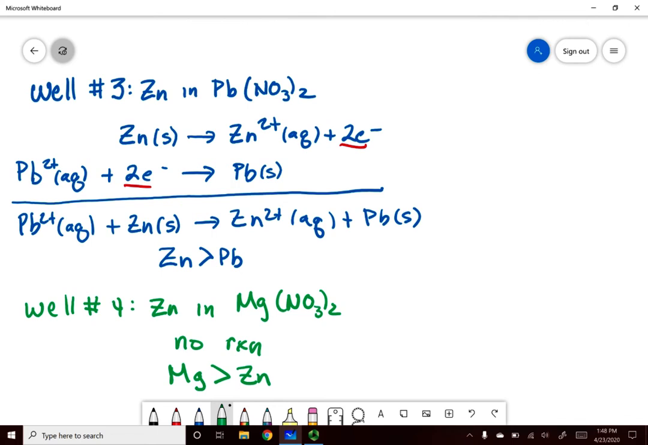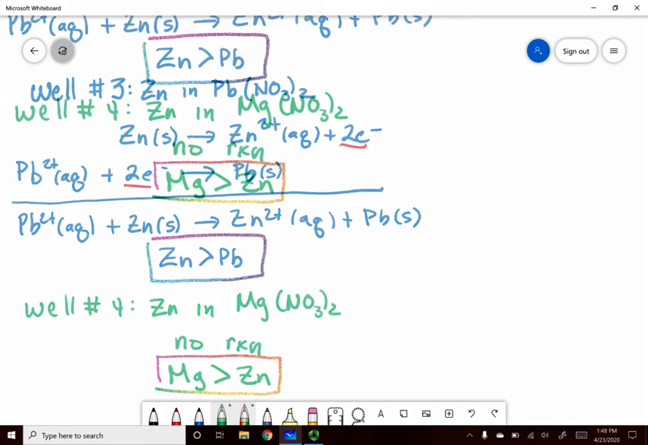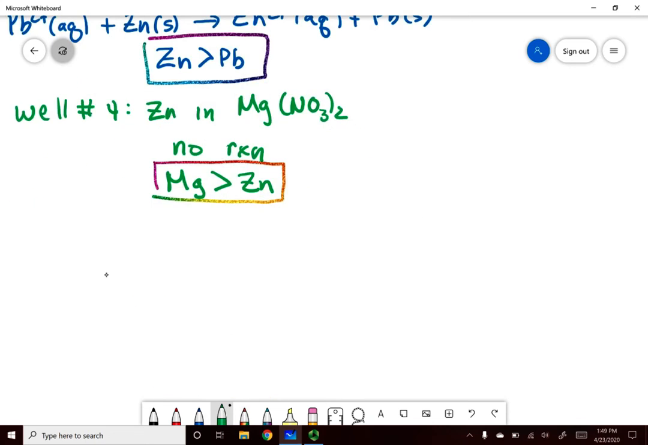Now you're going to do this for all the wells in this experiment. After you're done, you're going to get a whole bunch of these relationships. Once you get all these relationships, you want to string them together. So what we can say is that magnesium has a greater activity than zinc. But we know from well number 3 that zinc has a greater activity than lead. And so we can combine our relationships together.